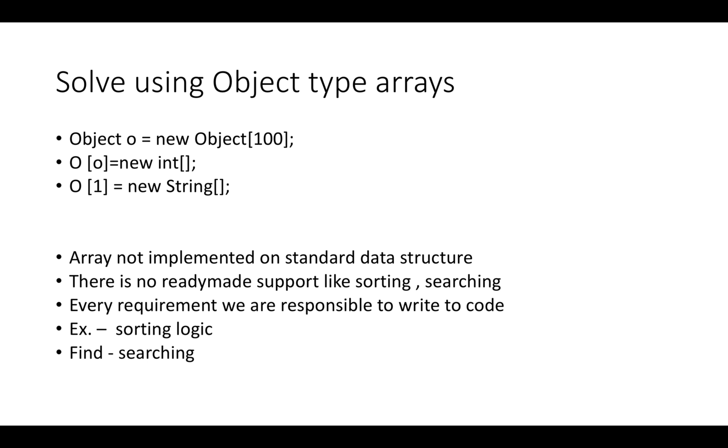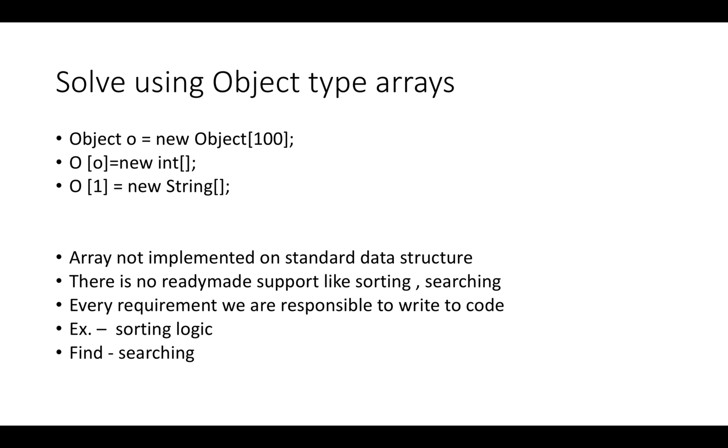But this problem can be overcome by using objects. Object is the main class in Java, and it can hold any data type, no matter whether it's integer, string, double, character, or float. But arrays are not implemented on some standard data structure as compared to the collection framework, and there are no ready-made methods. For example, if you want to do searching, or sort the arrays, then you have to write your own logic. The programmer is responsible for writing that.